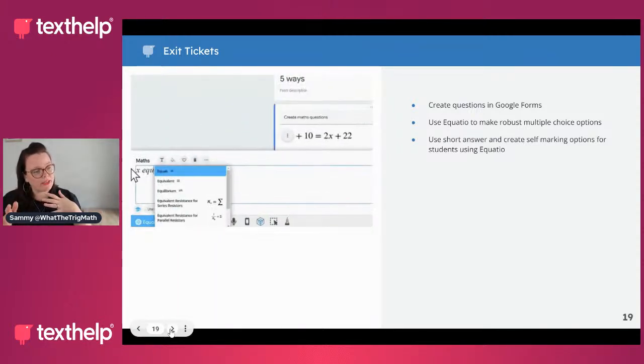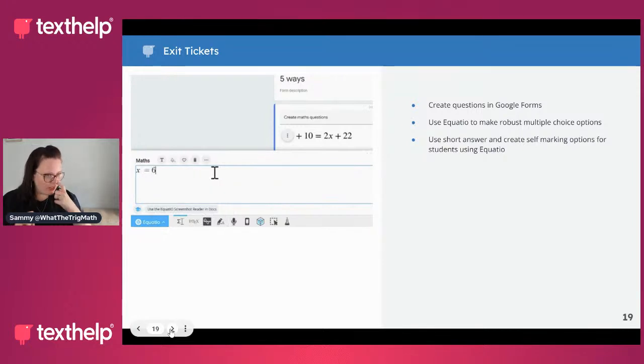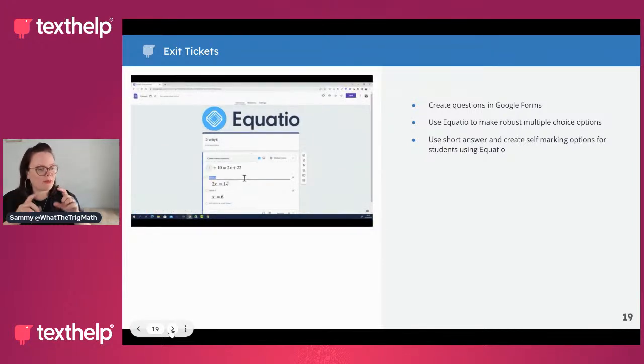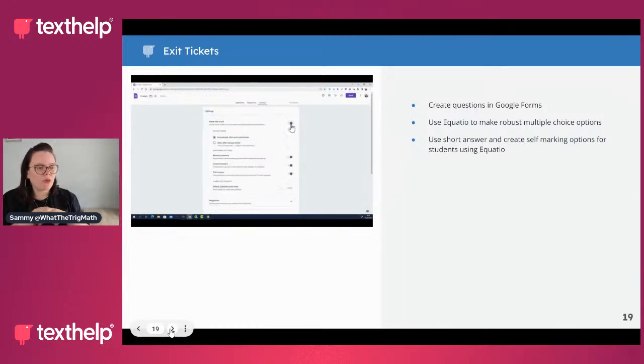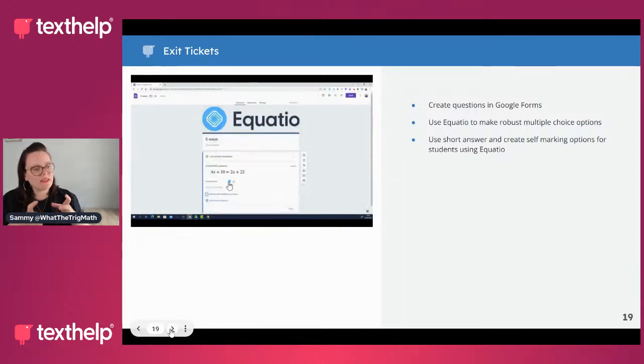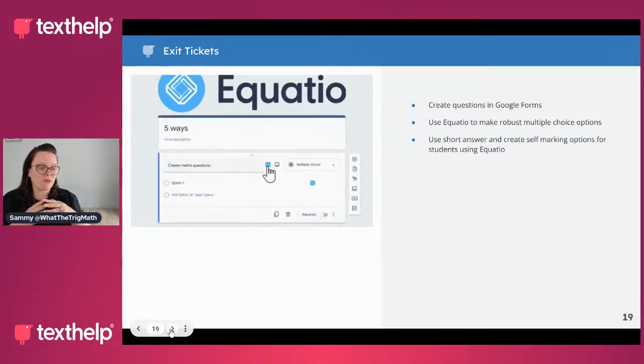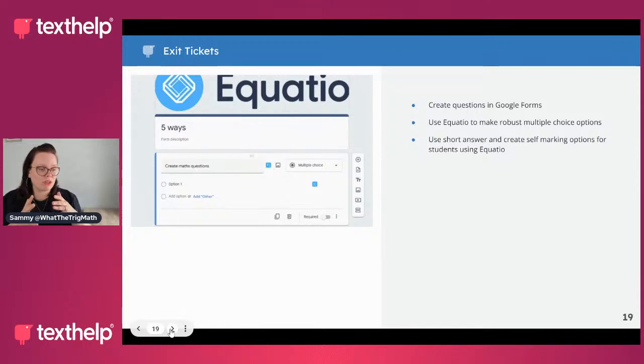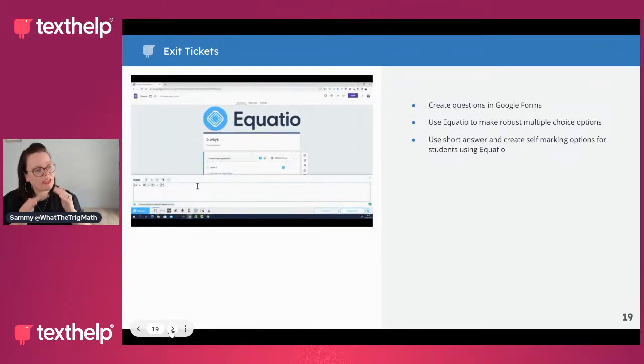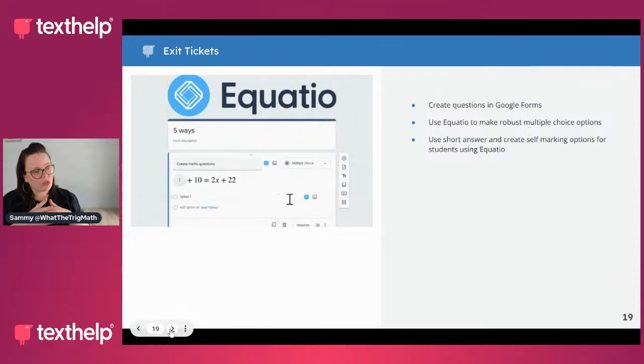Equatio works both ways. And you can see those predictions, I've typed in EQ as the letter and it's offering me the equals sign. You can create multiple choice quizzes. You can create short answer text, and students can respond using Equatio as well. So I think it's really important to remember that students can respond using Equatio, clicking that blue button, and they can insert their response using Equatio as well.